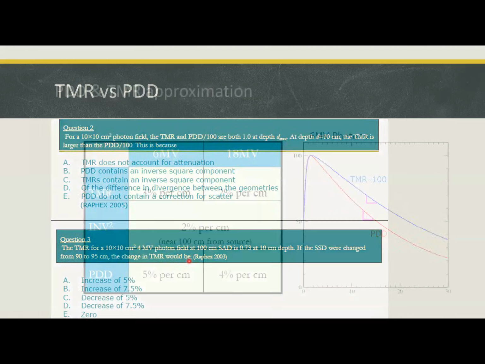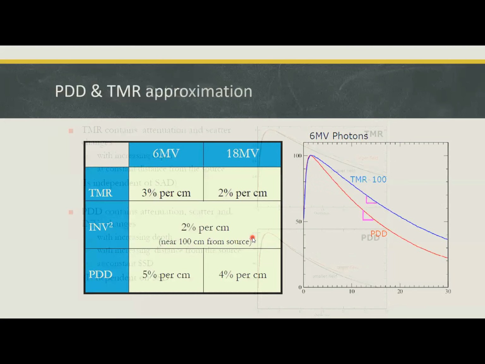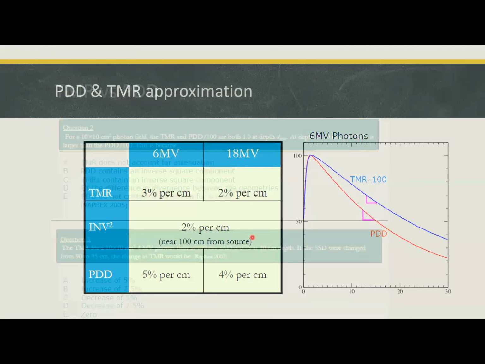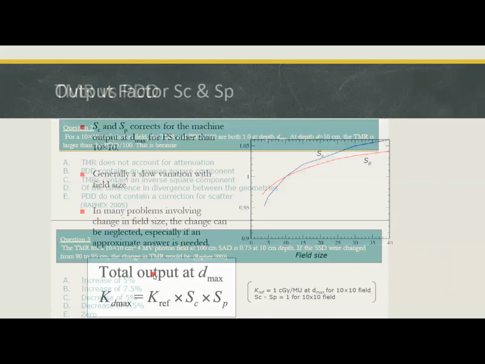So if you go to the picture again, here you can see the SSD changed, but the depth remained the same. So the TMR will remain the same. There will be no difference. So the TMR change will be 0. 0 will be the answer.